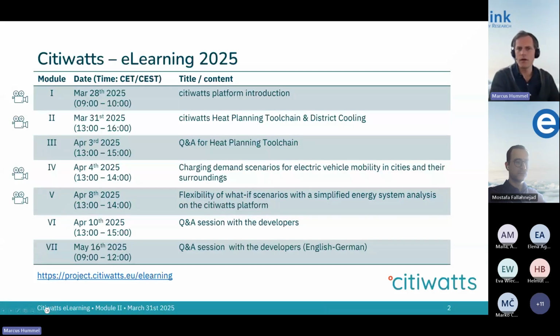As you are aware, most probably, this is module 2 out of a total of 7 modules that are included in this e-learning 2025 on the citiwatts platform. We had an introduction last Friday, 1 hour into the platform. Now today is the longest block, 3 hours on the heat planning, toolchain and district cooling.